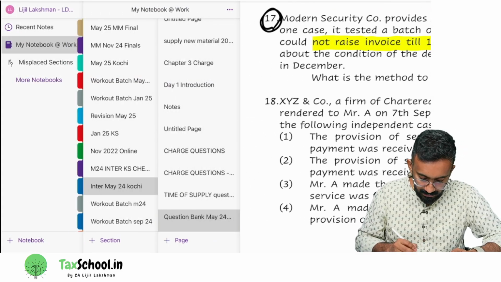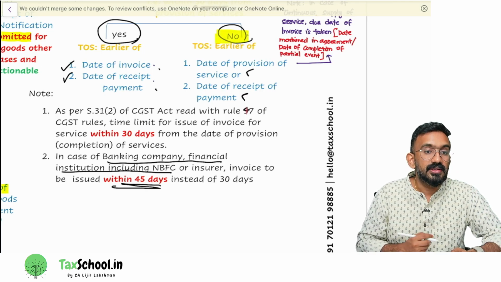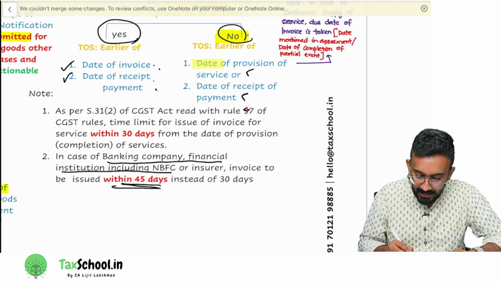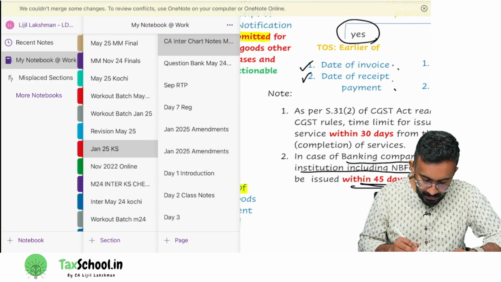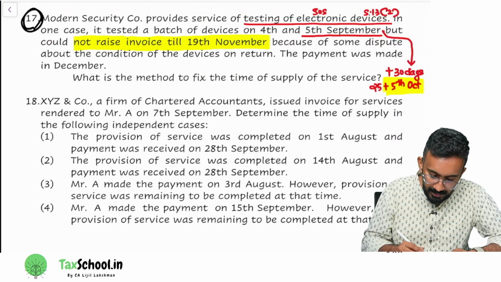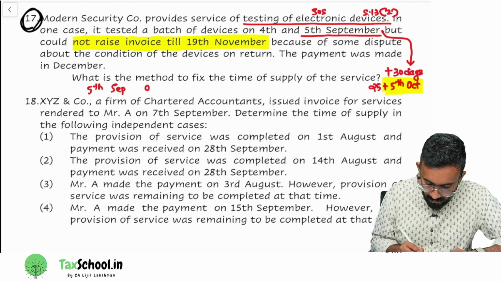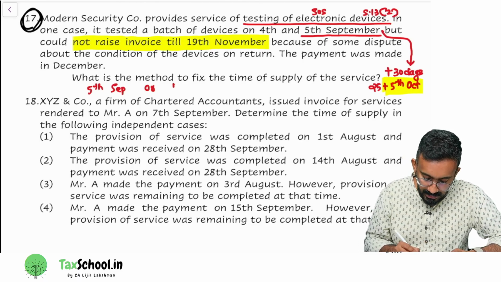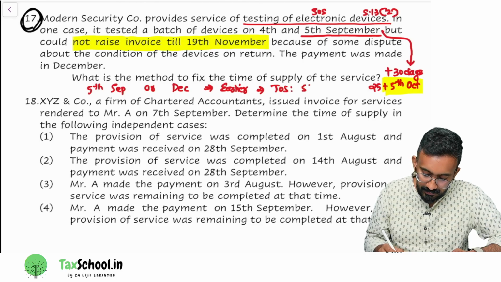So in my computation, my time of supply provision would be from answer no. They did not issue the invoice within the due date. So my time of supply would be based on date of provision of service or date of receipt of payment. What is date of provision of service? Let's go back to the question. Date of provision of service happened to be 5th September, the date on which I completed the service, or date of receipt of payment. Payment was received only in December, which is the earlier date here. It is 5th September. That will become the time of supply.